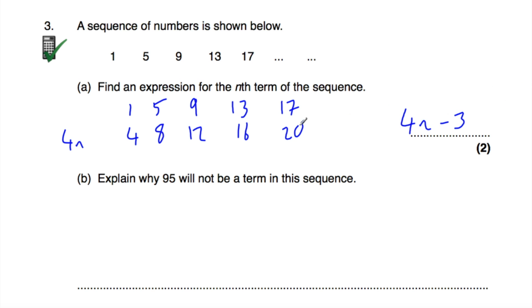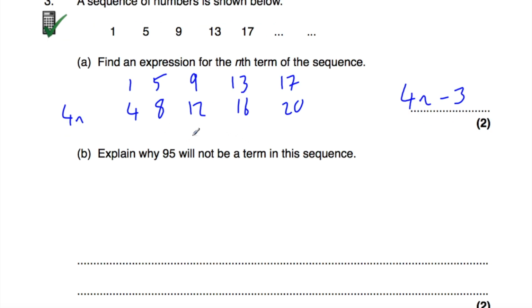Okay, then part B. Part B says explain why 95 would not be a term in the sequence. Now this time it's not as simple as the one before, because 95 is odd and all the numbers in the sequence are odd, but it's obviously not all the odd numbers, because it goes 1, 5, 3's not there, 7's not there, 11's not there, and so on. But 95 is an odd number, so it may be in the sequence, but we've been asked to explain why it's not in the sequence, so let's show that it's not in the sequence.